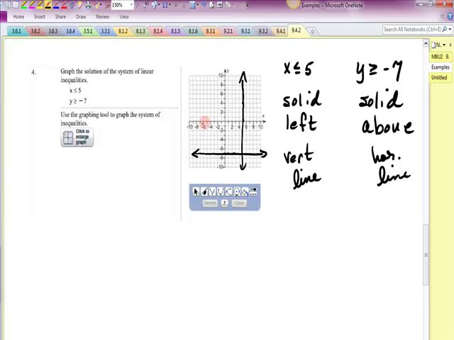So there are 4 regions. I need to choose the region that is left and above. Left and above is this area. So you would click the bucket and touch anywhere inside that left and above region.